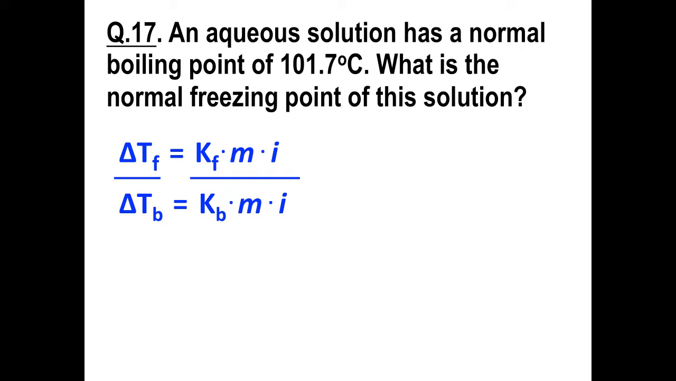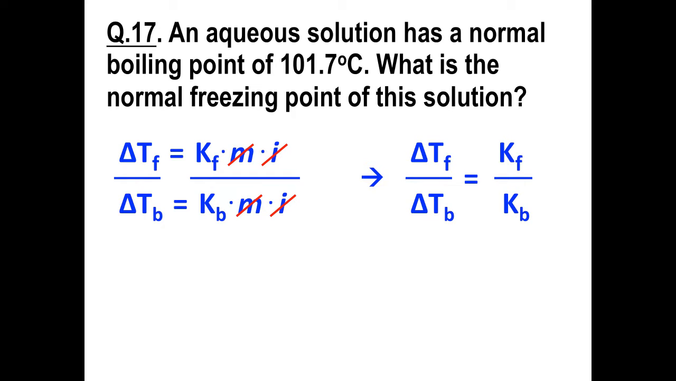And here, when we do that, since the molality and the i are the same in both equations, because in both cases it's the same solution, we can cancel those out, and we're left with delta T sub freezing over delta T boiling is equal to K sub F over K sub B. We know K sub F and K sub B, we've used them before, and we now know the boiling point elevation. Therefore, we can solve for the freezing point depression.